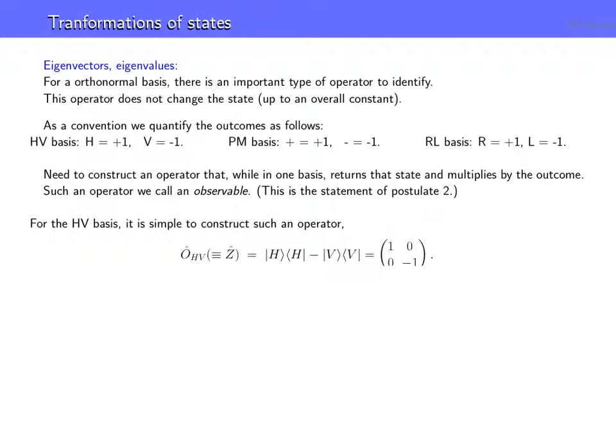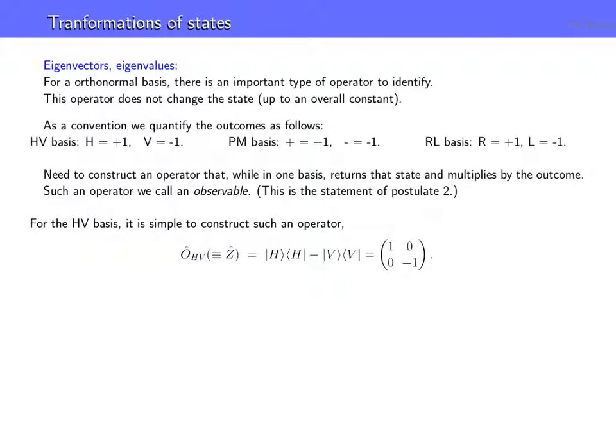So we're going to call it O sub HV. It's the observable for the HV basis. We also call it Z. The reason is that's what it's called in the quantum information community, but also, if we do this in terms of spin, this would correspond to the spin in the Z direction. So that's why it's called Z.